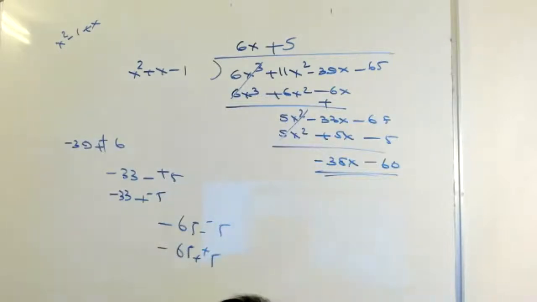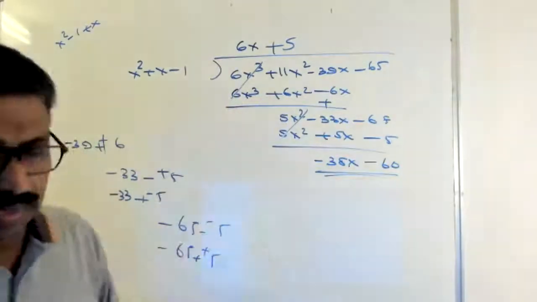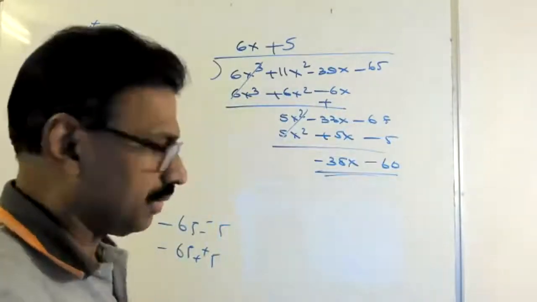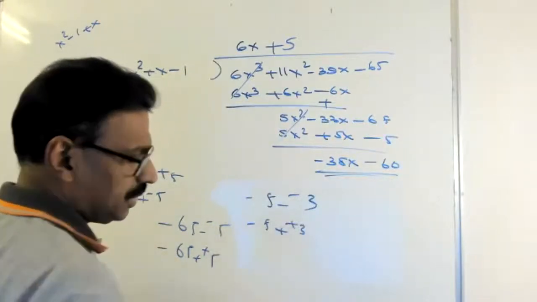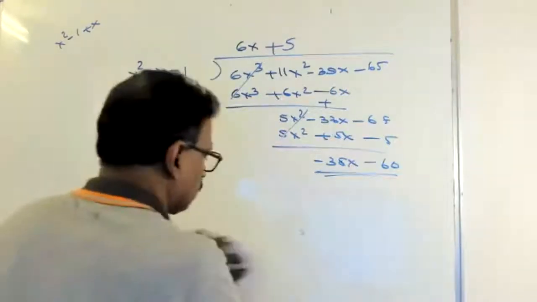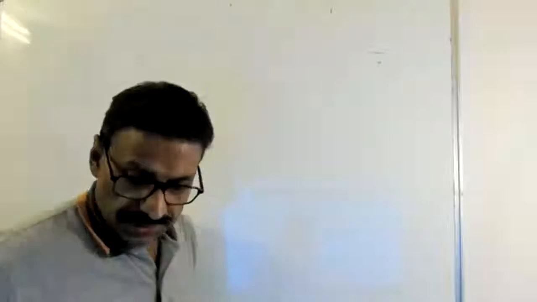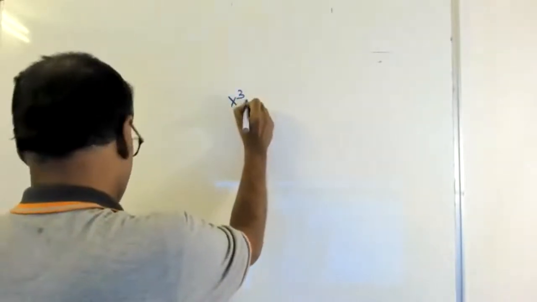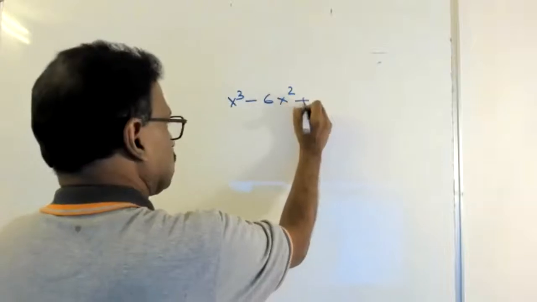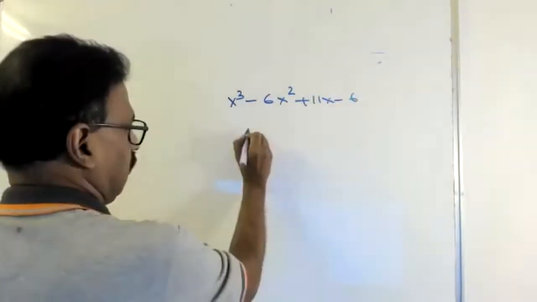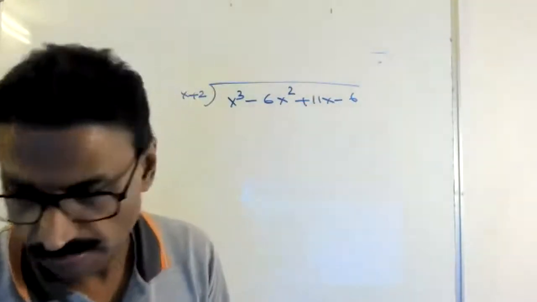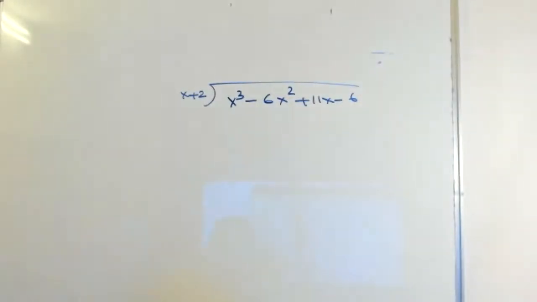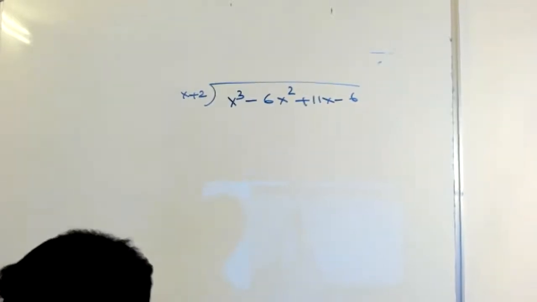Okay, next question. Neatly write. Don't write any rough calculations on the margin. If you take a rough sheet and work it out, don't show the subtractions like minus 3, minus 3, plus 3 in your book. Take a rough sheet and work it out. Question: find the quotient and remainder. x cube minus 6x square plus 11x minus 6 divided by x plus 2. Okay, try it. Today the full class we do division only, so we'll get thorough with divisions.